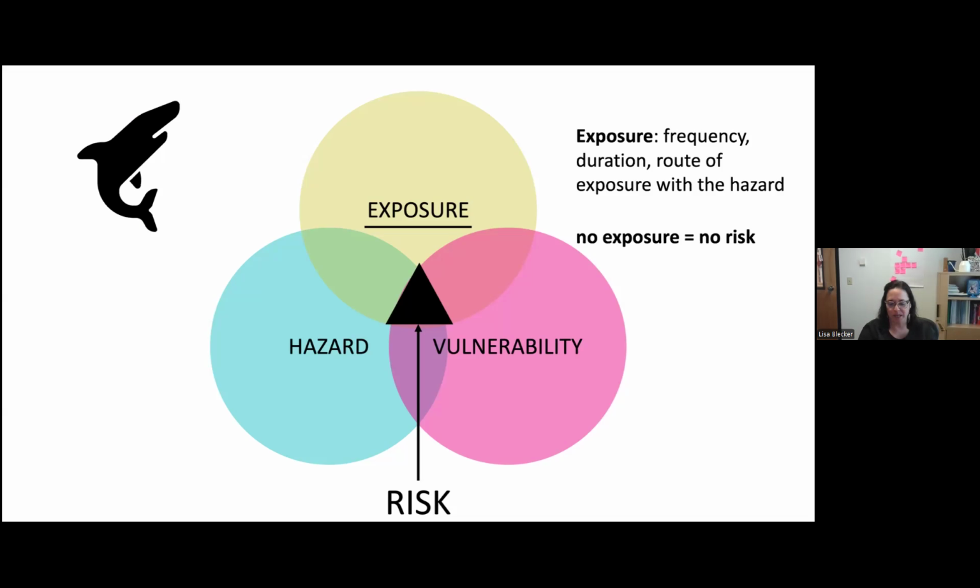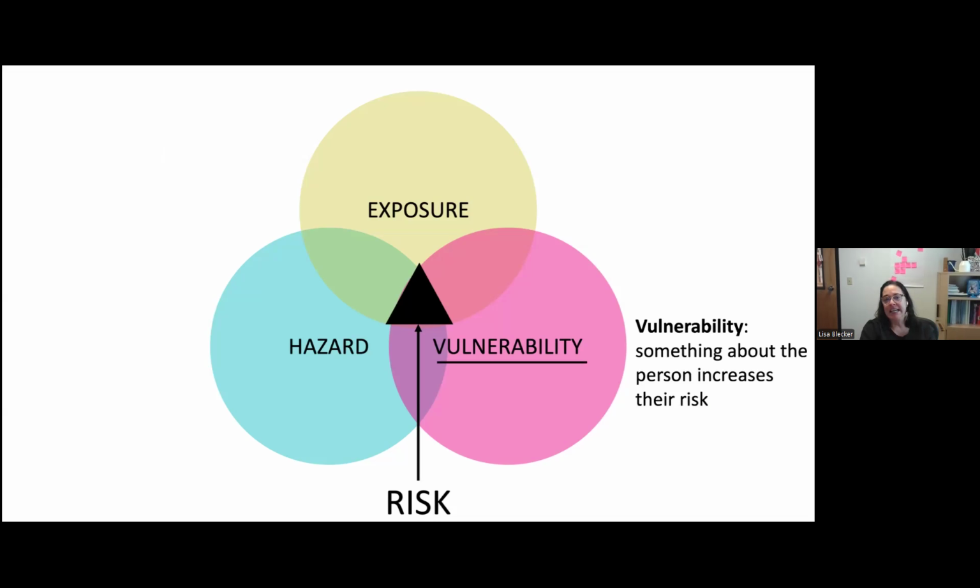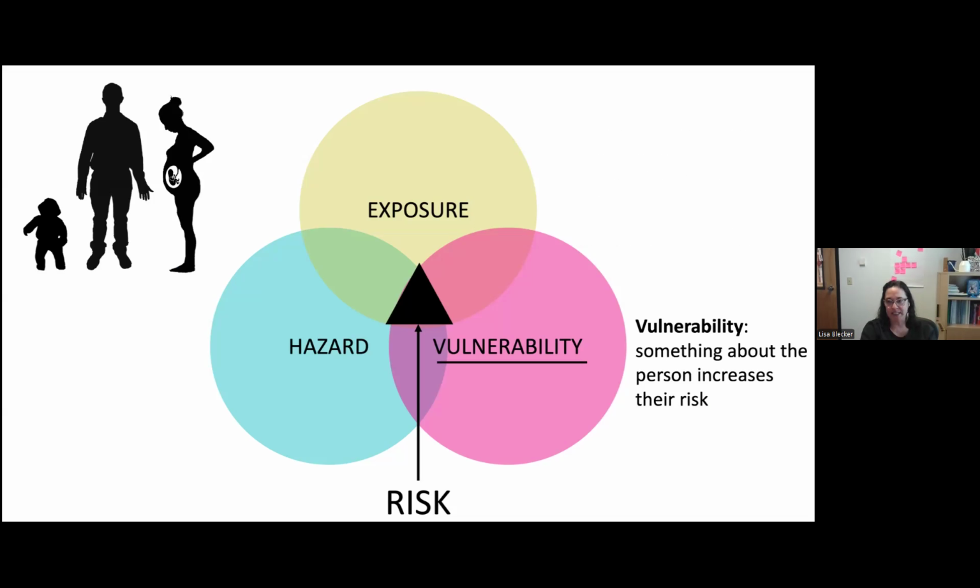So if you're not exposed to pesticides, or you reduce your exposure, then your risk goes down. And then vulnerability, there's just something about a person that increases their risk. Typically, it's children, people who are pregnant, people who are older or have chronic health conditions, or something else that is depressing their immune system.